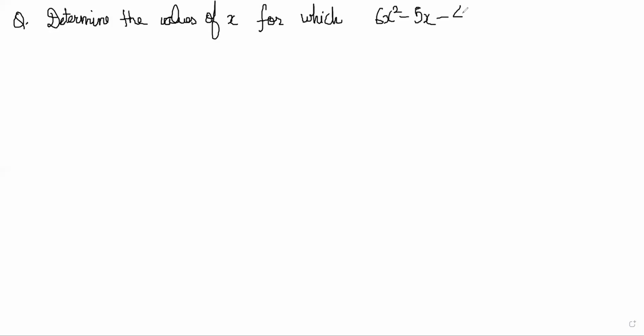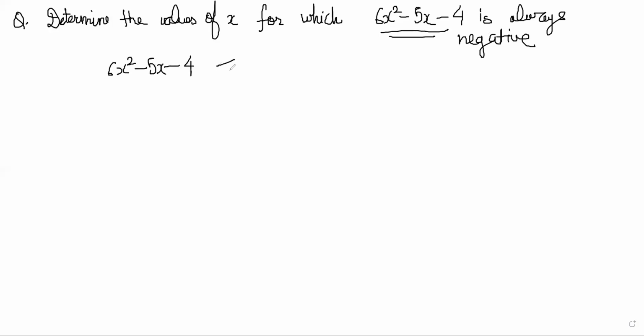So one question that will help us understand another method is: determine the values of x for which 6x square minus 5x minus 4 is always negative. I feel like this is pretty straightforward, but let's see. So 6x square minus 5x minus 4 is always negative.